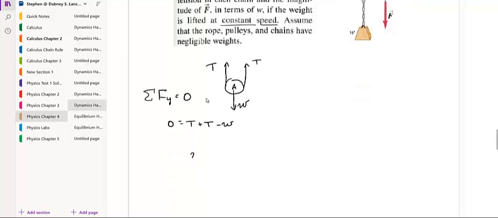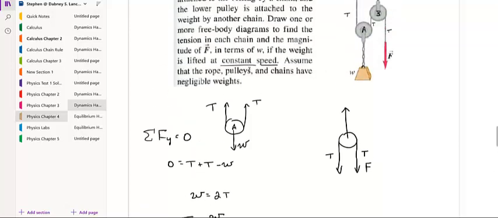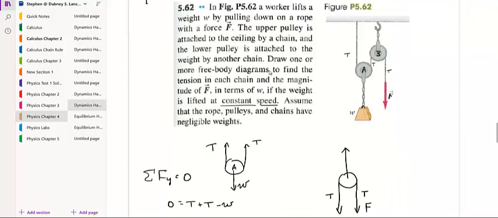So the weight is equal to 2T, or the tension is equal to W over 2. Likewise over here for this second pulley, the one that's on the right, we're pulling down with force F on both sides, or we're actually pulling down with this tension T. And so the force that's pulling up from this hanger is equal to some tension. We'll call it Y.